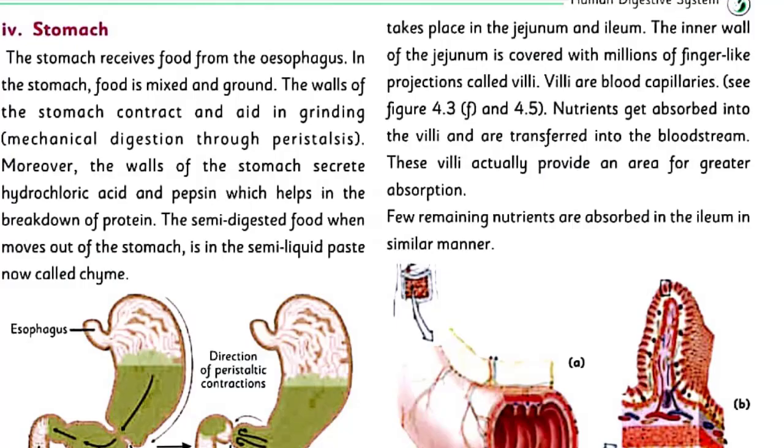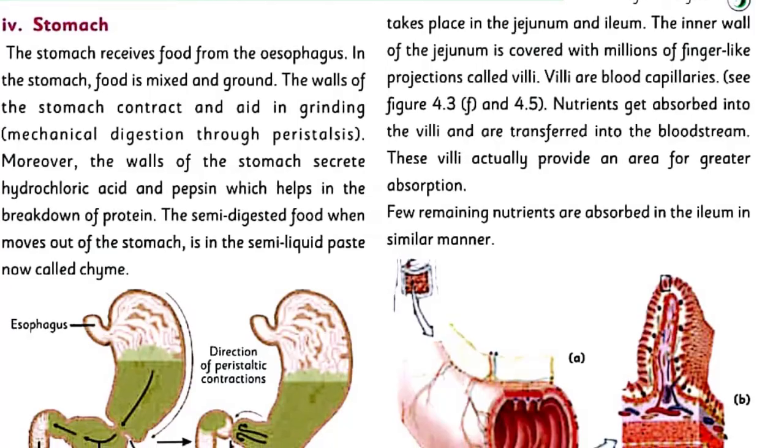Villi contain blood capillaries. Nutrients get absorbed into the villi and are transferred into the bloodstream. These villi actually provide an area for greater absorption. Few remaining nutrients are absorbed in the ileum in a similar manner.